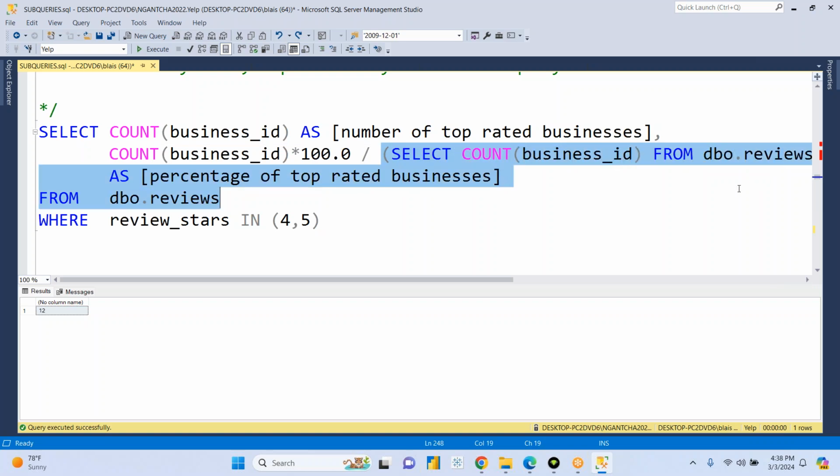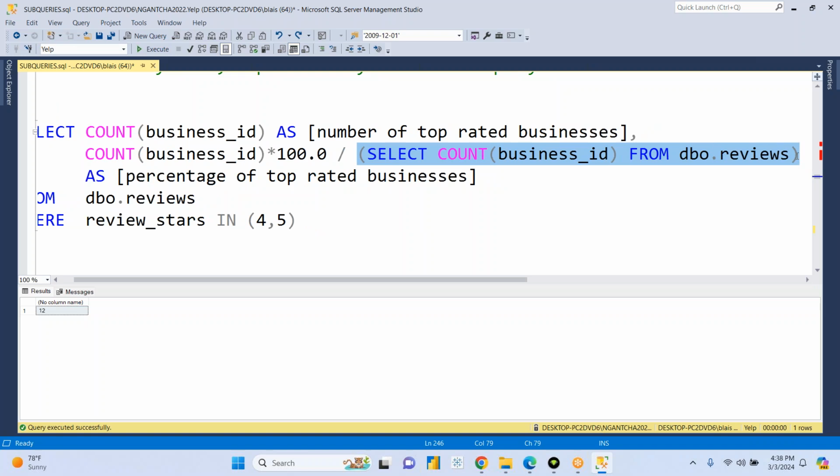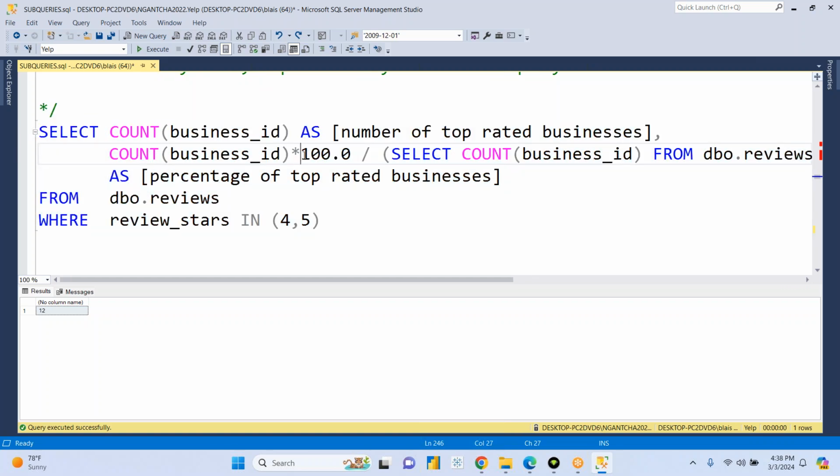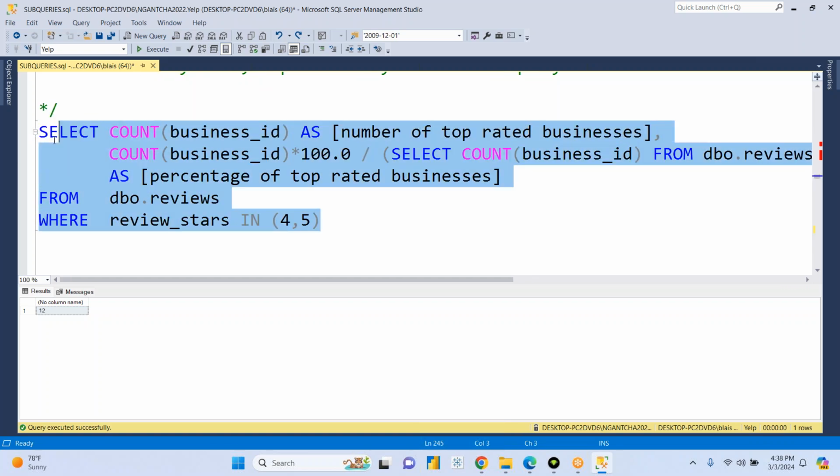So that should be a separate process. You see, this count does not involve the where clause. So we've carefully isolated it so that we get this. But this count right here is impacted by the where clause, which makes this the top rated businesses, the 9 we have in the numerator. I hope this makes sense. And then to transform this into a percentage, we are multiplying by 100.